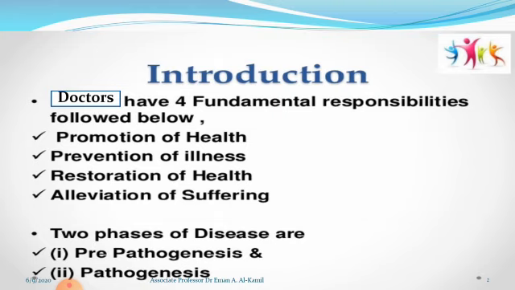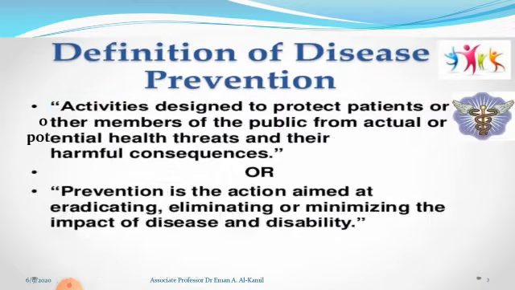A disease has two phases, which include first the pre-pathogenesis. That means there are risk factors, but there are no pathological changes in the tissue. The second stage is the pathogenesis. That means the starting of the effect of the risk factor on the different parts of the tissue and the start of changes and development of disease.